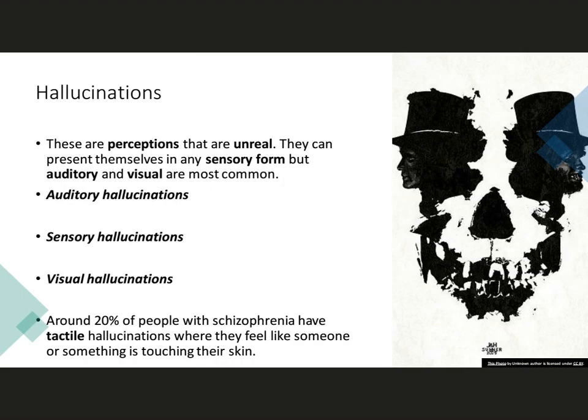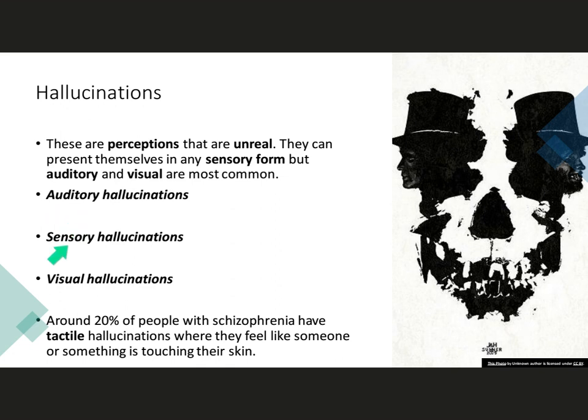With hallucinations, they are characterised as being perceptions that are not true. They can come in three different forms. So we have sensory, auditory, and visual. These are the key ones. Auditory would be hearing something that isn't there. Sensory would be sensing something that isn't there.